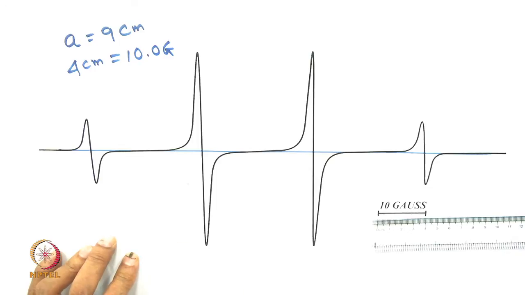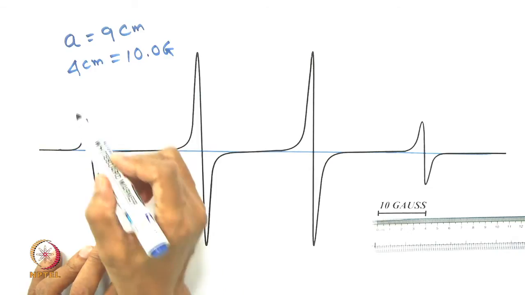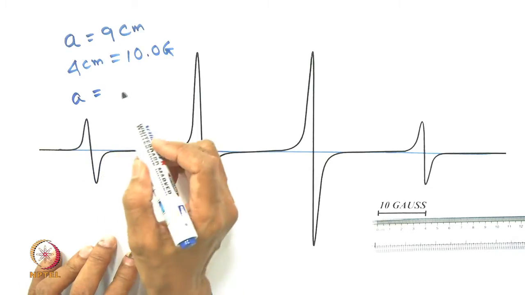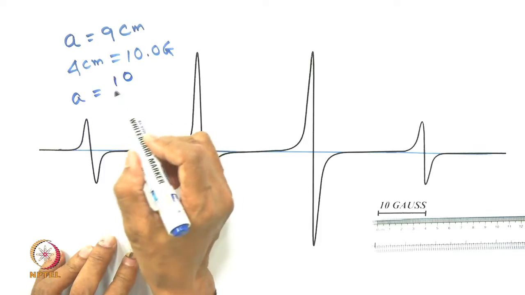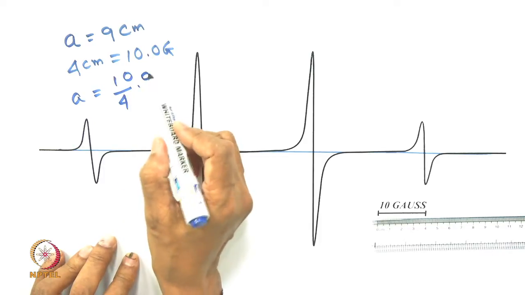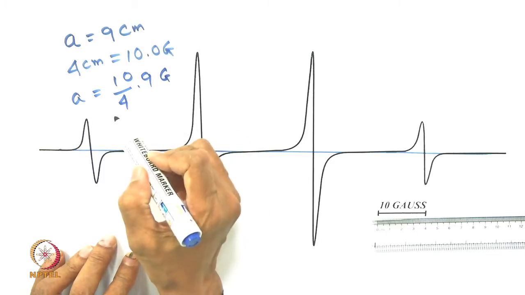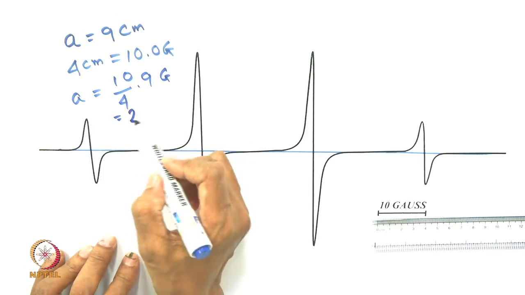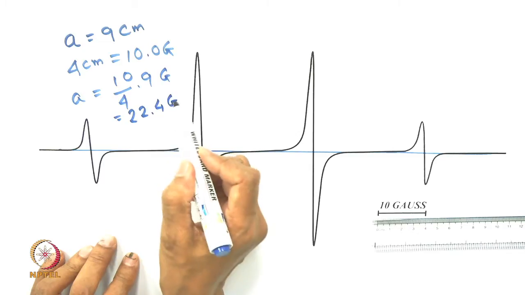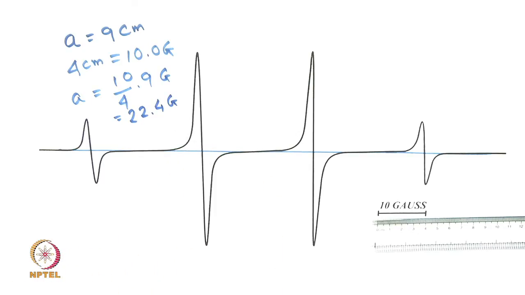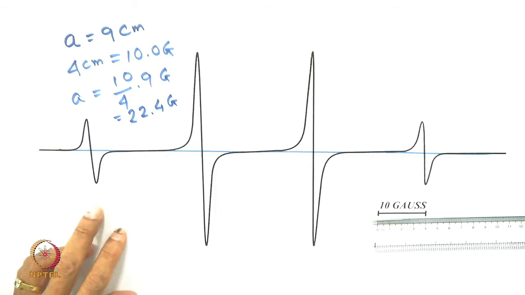So, now we can easily find out the coupling constant A. A corresponds to 10 by 4 into 9 Gauss, which is 22.4 Gauss. So, we have got the coupling constant determined from these 4 lines.